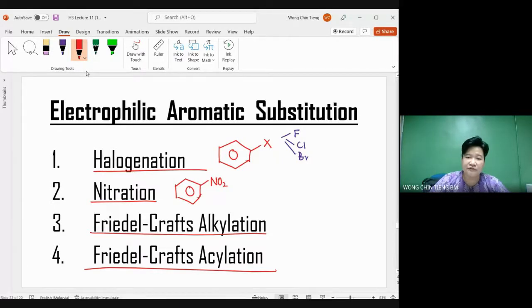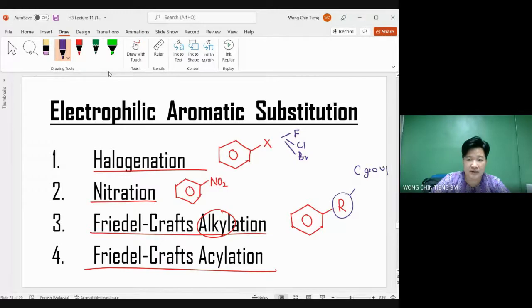In Friedel-Crafts alkylation, the product you will get is a benzene ring with an R group. What is actually an R group? R group is your carbon group. 1 carbon, 2 carbon, 10 carbon, 20 carbon, cyclic, straight chain, branched, it doesn't matter. But it is your R group.